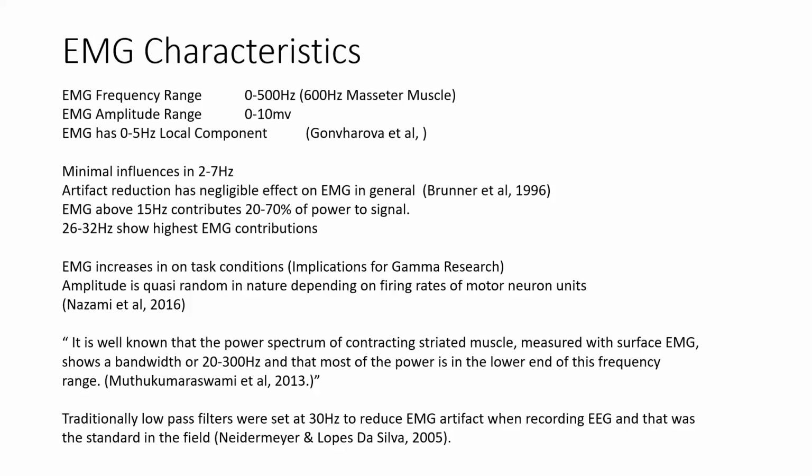Now this researcher's name is a challenge, Muthu Kumaraswamy et al., 2013. It is well known that the power spectrum of contracting striated muscles measured with surface EMG, which is what you get with EEG sensors, shows a bandwidth of 20 to 300 hertz, and that most of the power is in the lower end of this frequency range.